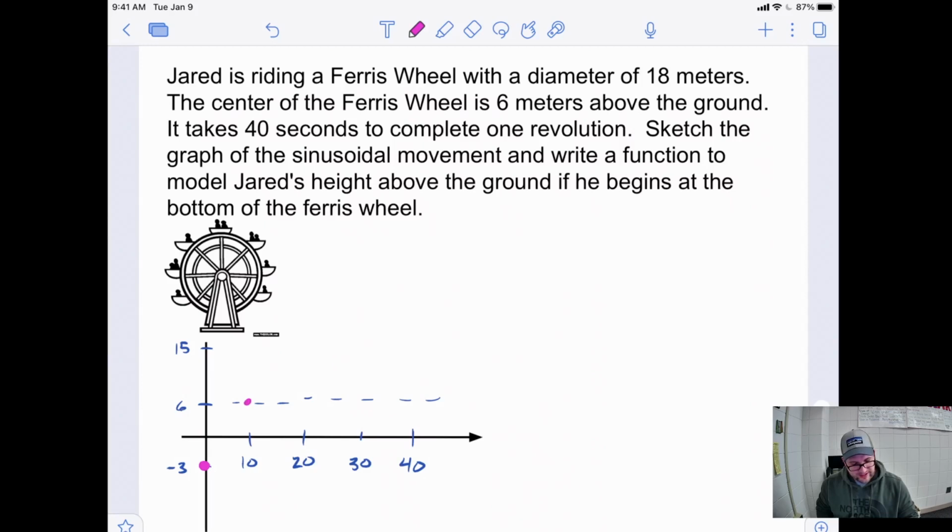we know that at 10 seconds, he would be crossing that midline. At 20 seconds, he would be at the highest point. At 30 seconds, he'd be back at the midline. And at 40 seconds, he'd be back underground. So coming on over, we can see our function would look something along the lines of this.